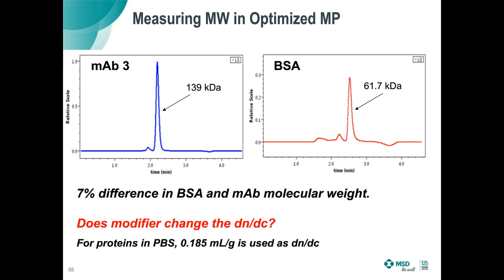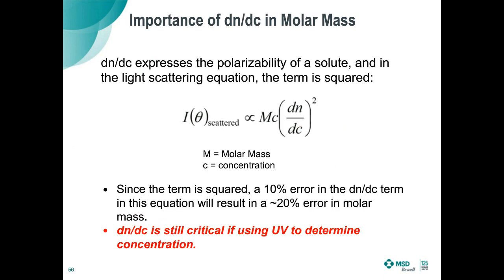So the fundamental question we had is: is this modifier changing our dN/dC for our proteins when we use the refractive index detector to calculate the concentration? For many proteins in PBS, the dN/dC is 0.185. So we wanted to take a look into that a little bit further.